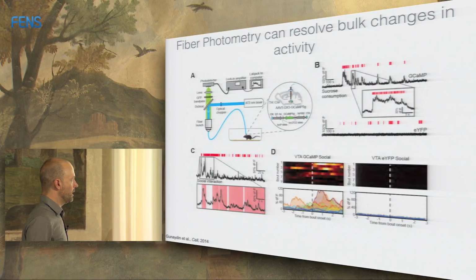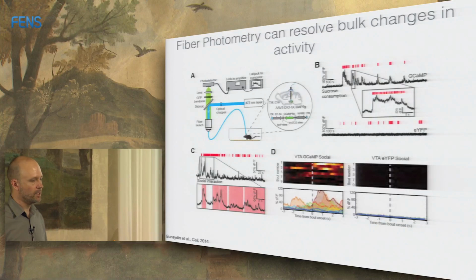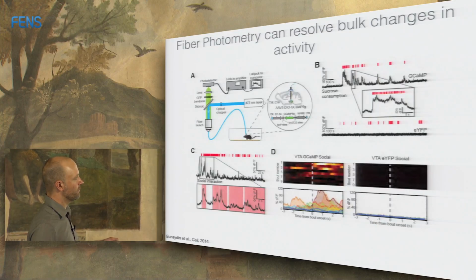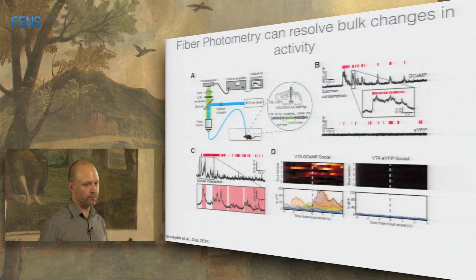Essentially, you provide excitation light to excite the calcium indicator, such as GCaMP, which is coupled to a fiber optic, allowing the animal to freely move. Then the emission from the fluorescent protein comes back up and hits a photodetector, which converts that light into an electrical signal, which allows you to resolve these very fast blips in fluorescence. Again, this is a way to monitor changes in the activity of cells, but it's not at a single cell level. It's a bulk change in the activity.